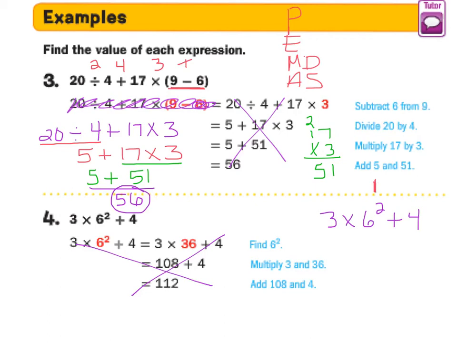Then I do see multiplication, and that will come before my addition. So I'll underline just my exponent. So 6 times 6 is 36.